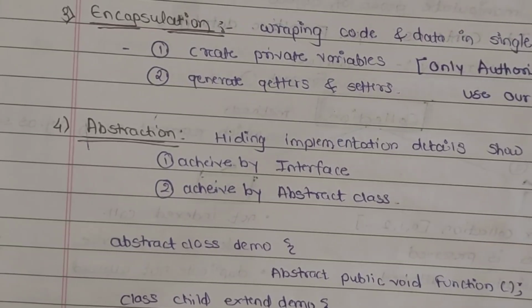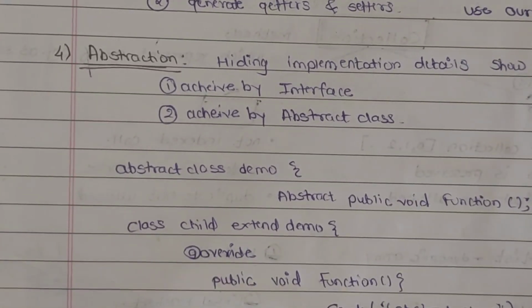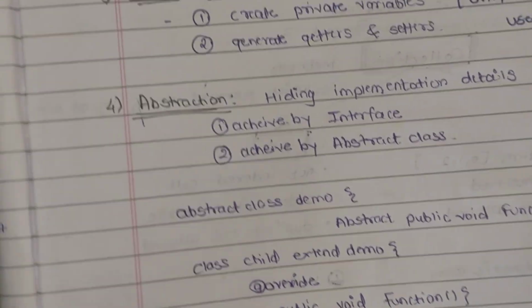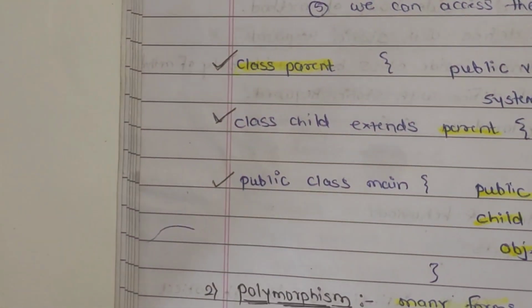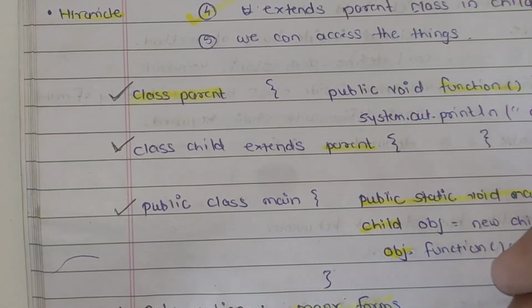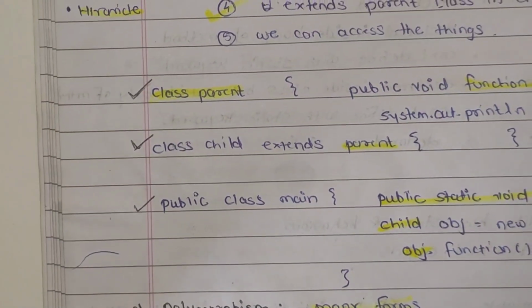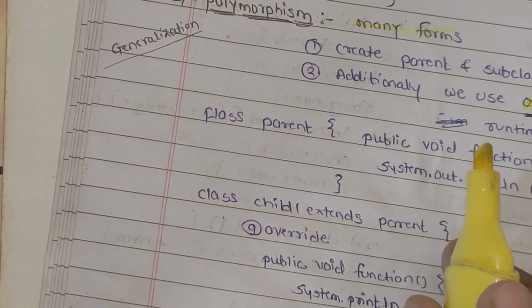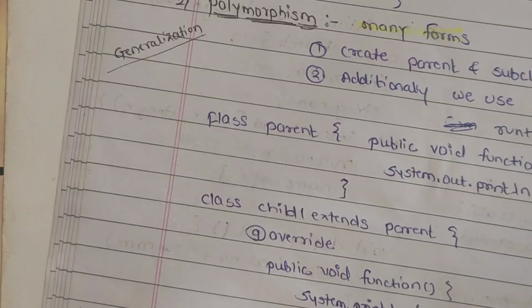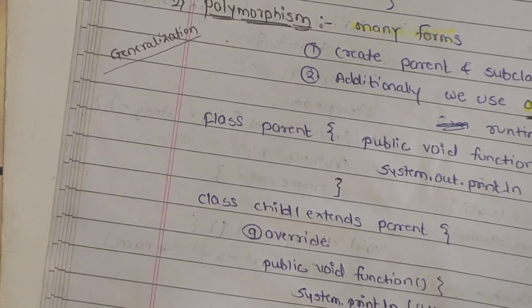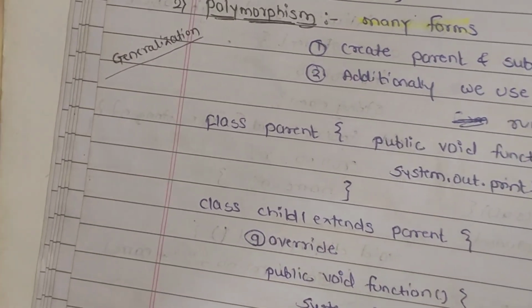What is abstraction? Abstraction is nothing but hiding the implementation details and showing only the necessary details. We can achieve abstraction by interface and by abstract class. From an interview perspective, we need to know only these four pillars. What is inheritance? It is the parent-child relationship, acquiring the parent's properties into the child class. What is polymorphism? One name having many forms. We can achieve polymorphism using method overriding and overloading, which are compile-time polymorphism and runtime polymorphism.